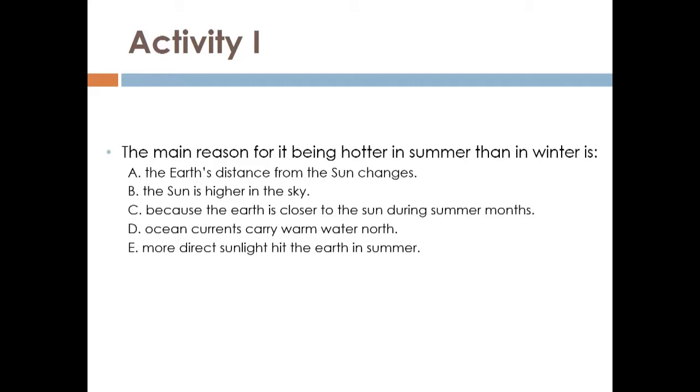So let me have your answer here. One person representing this group. You agree on B. Okay. The sun is higher in the sky. That's B. Rationale. Okay, so that's your conclusion. Good. For now. Okay. All right.